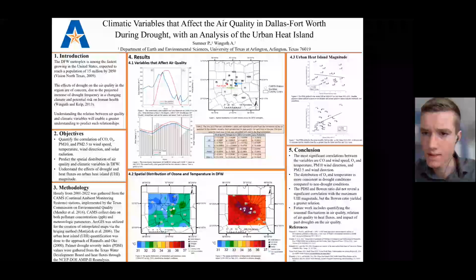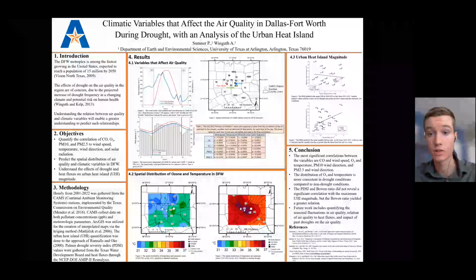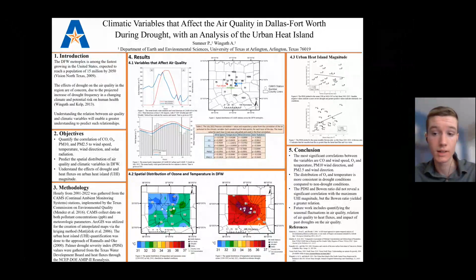There is not a significant correlation between the urban heat island magnitude and the Palmer Drought Severity Index for years in the 21st century. There is, though, a stronger correlation between the Bowen ratio and the urban heat island magnitude. It's not a significant value, but it is a greater correlation.